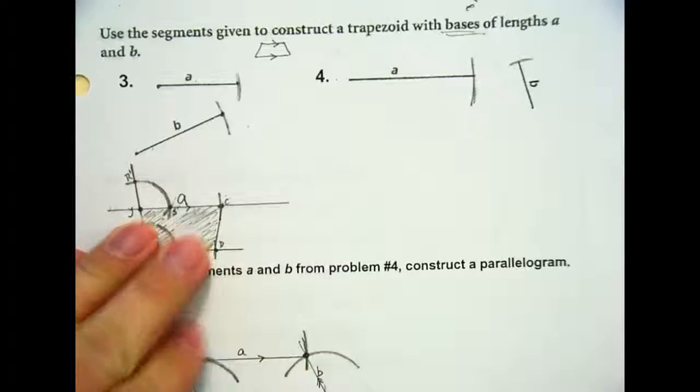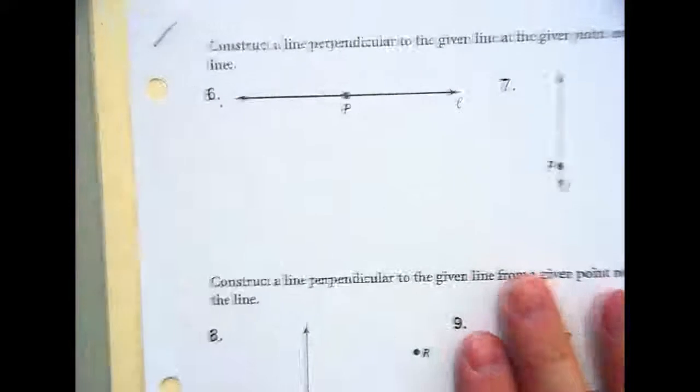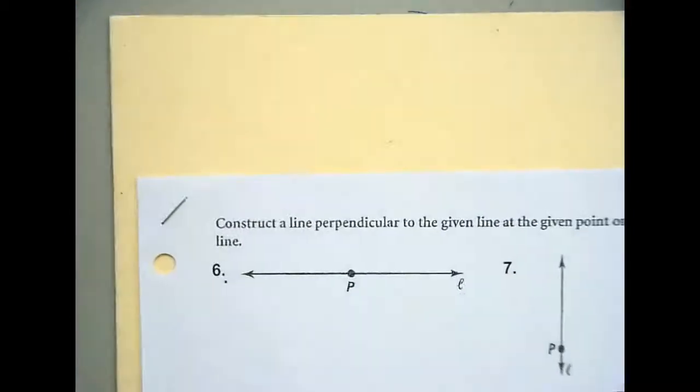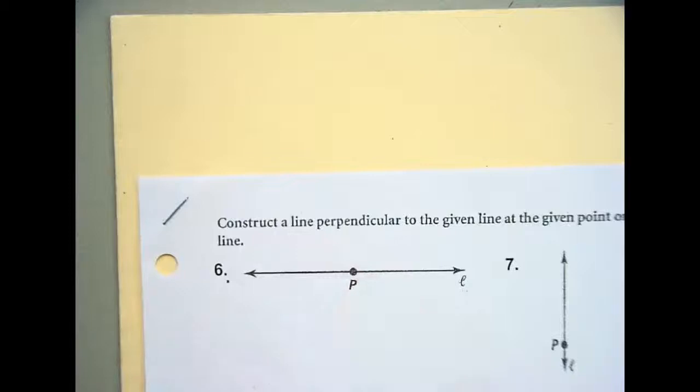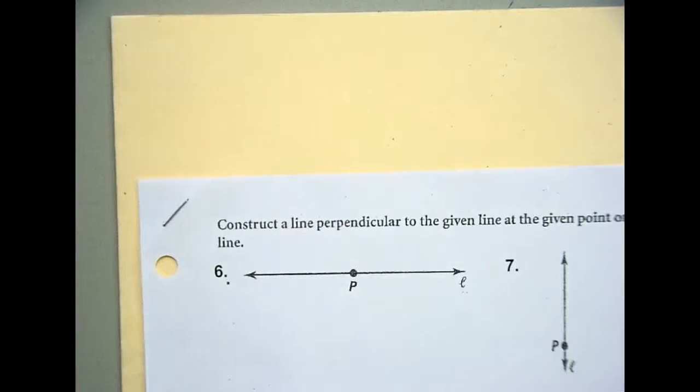Next, moving on, next page. Number 6. The next two constructions are pretty easy, I think. I actually just took apart mine there. But number 6, construct a line perpendicular to the given line at the given point.